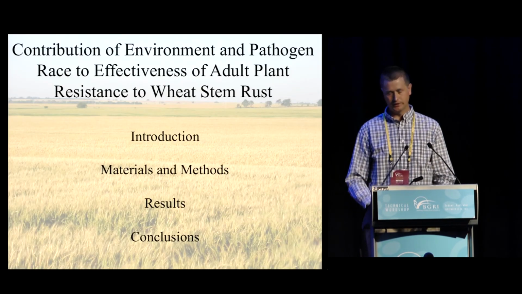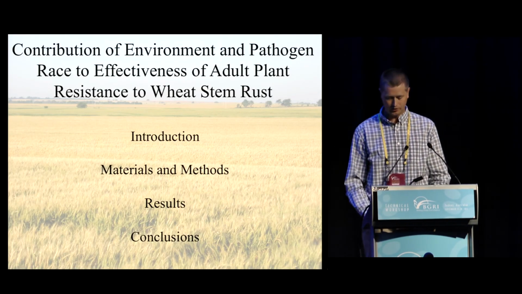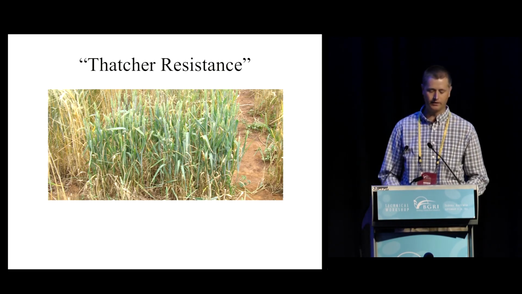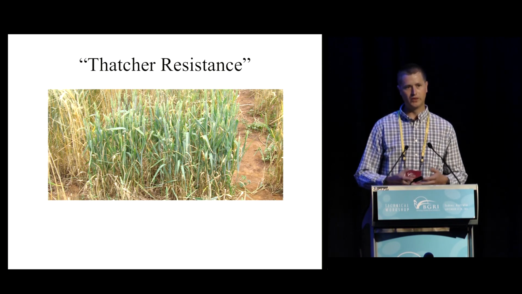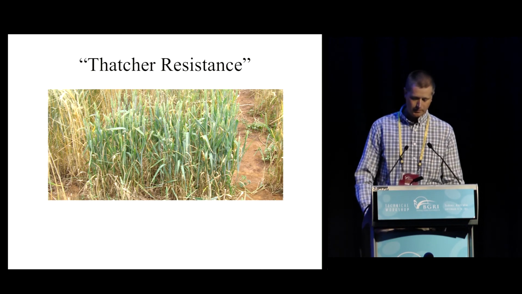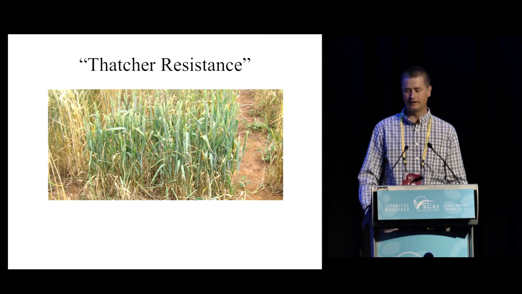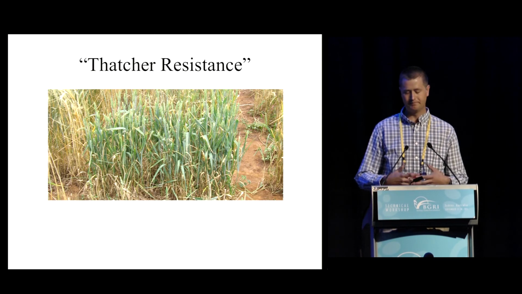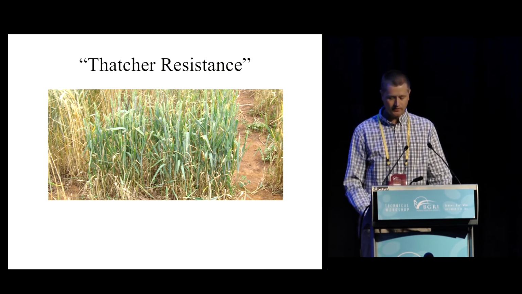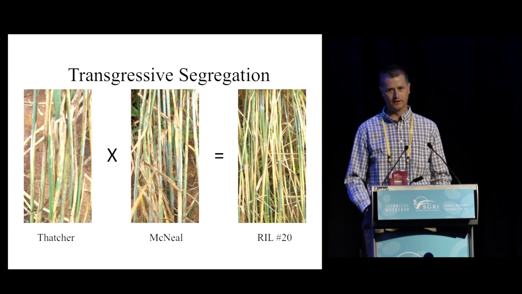And so I have a very traditional outline for this study. I'm going to start with an introduction, and the topic of this talk is going to have to do with Thatcher resistance. Thatcher is a wheat variety that was released in Minnesota in 1935, and it has been very important for a lot of the adult plant resistance around the world. So a lot of adult plant resistance is thought to be derived originally from Thatcher wheat. We've done some work with Thatcher resistance previously, and that's what I'm going to summarize in this introduction to this talk.